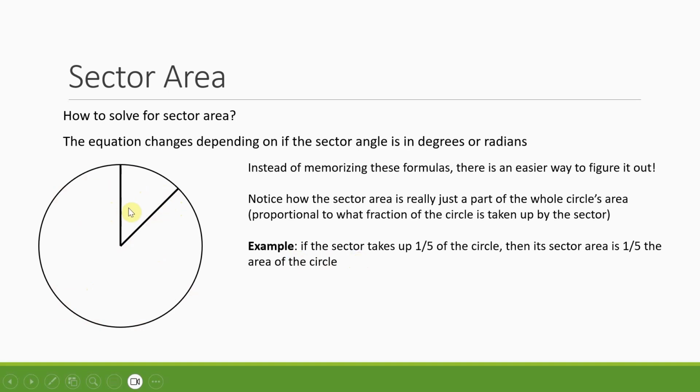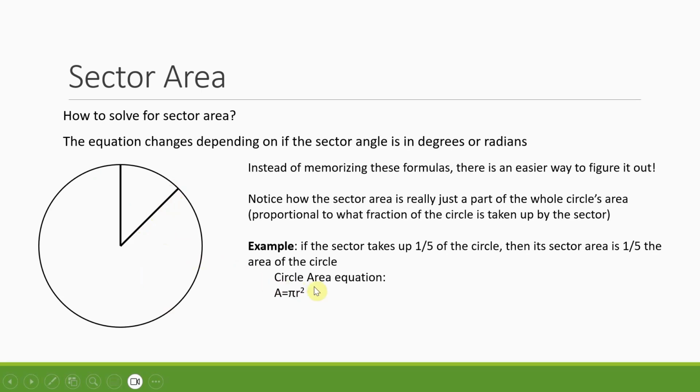So let's look at an example with a few numbers. Let's pretend this sector here is 1/5 of the circle. Well, then if I know the area of the circle, then the sector area is just 1/5 of the area of the circle. And that's all there is to it. That's going to be the key concept for both sector area and arc length. I'll do the same thing there, where we're just going to get some property of the whole circle and just take a fraction of it.